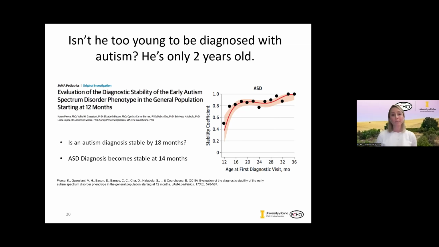So this is, again, just more information about how children are being identified and how many more children are being identified by the age of 4 years. Okay, next slide.